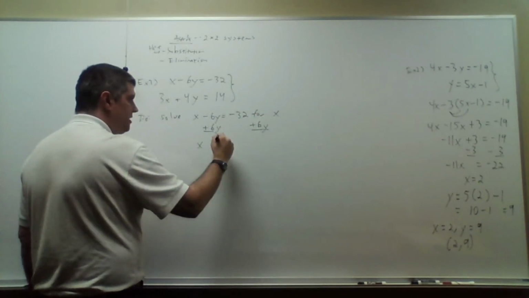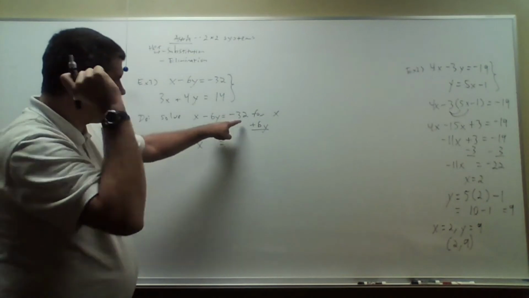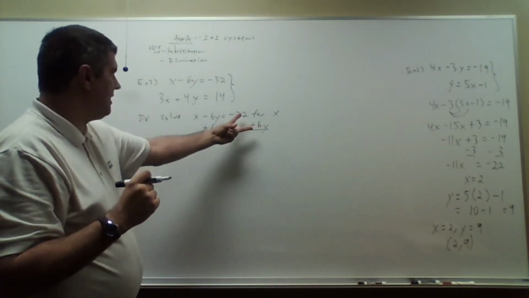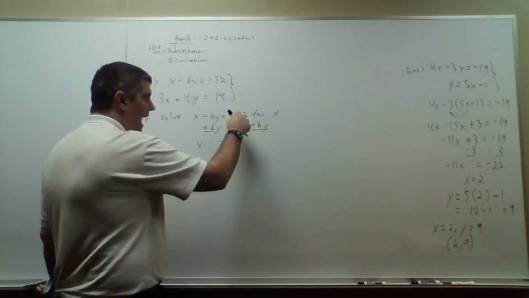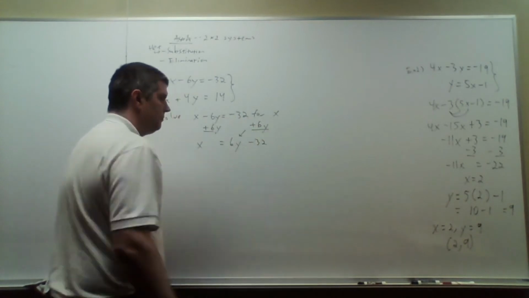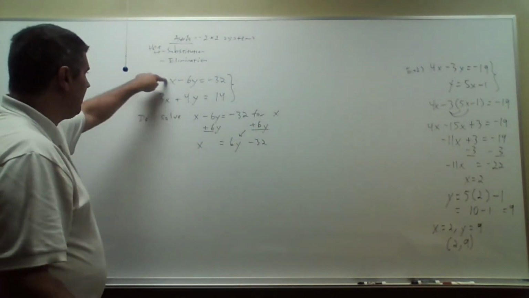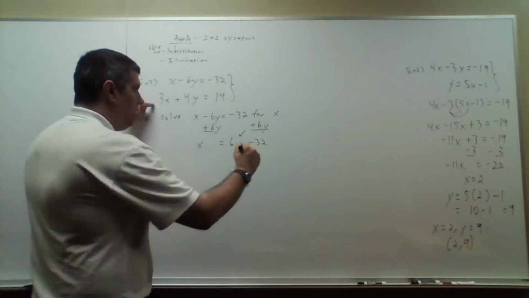Now it's going to look different than it's going to look on your paper. This is negative 32 plus 6y. You can change the order of addition, so we could put the 6y first, and then adding negative 32 is the same as subtracting it. Now, since this is the equation I solved for, it needs to go into the other.